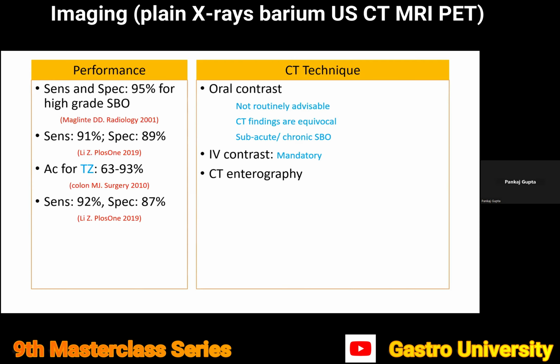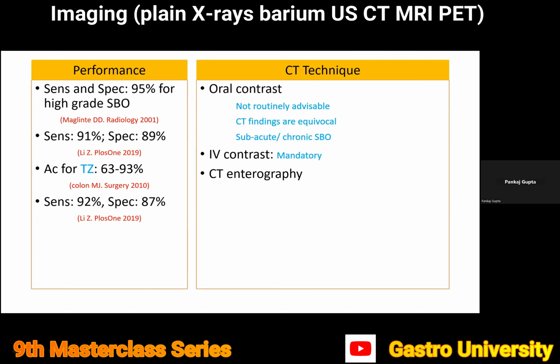Abdominal CT is the cornerstone of imaging of patients with suspected abdominal tuberculosis, and there are different CT techniques that we employ for patients suspected to suffer from abdominal tuberculosis. We can perform CT with oral contrast.